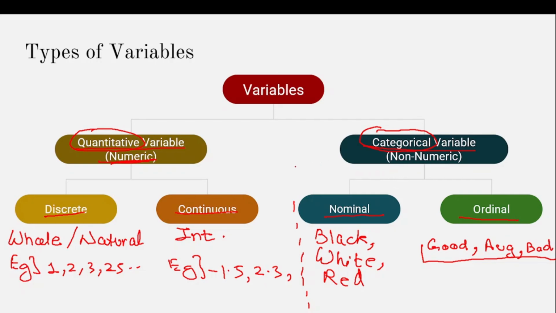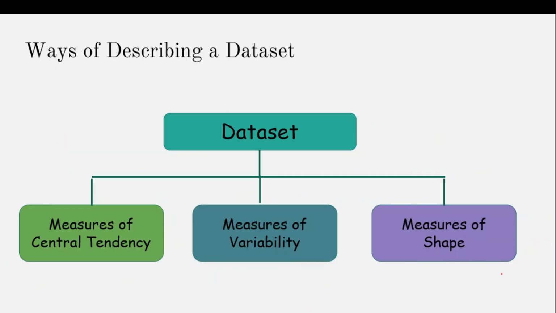So our variables are broadly classified into two types: quantitative variables and categorical variables. Quantitative variables are numeric variables, which are further divided into discrete and continuous. Categorical variables are non-numeric variables, which are further divided into nominal, which cannot be ordered, and ordinal variables, which can be arranged in some particular order. So that was about types of variables.